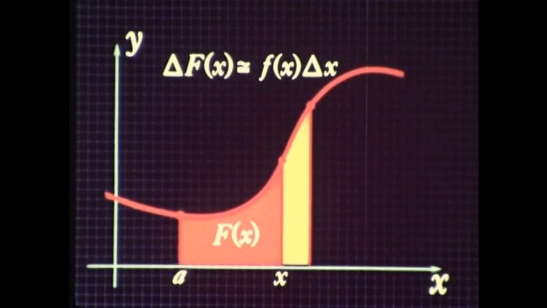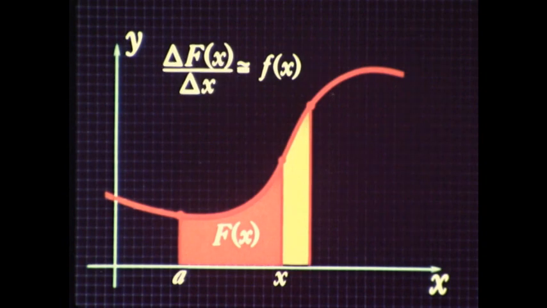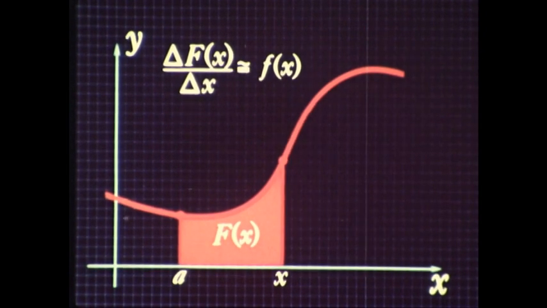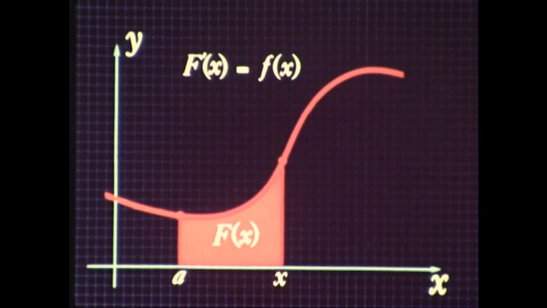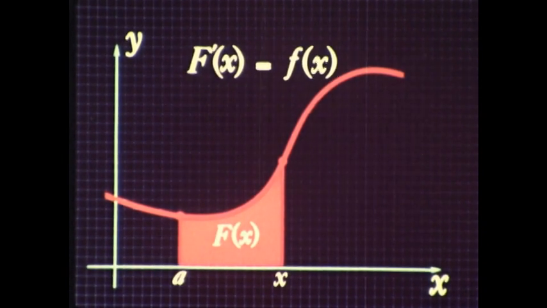In this approximation, we are simply ignoring the small region at the top. Dividing through by delta x, we have delta F over delta x, which is just the average change of the area per unit change of x, approximately equal to f of x. As delta x approaches 0, we expect that the approximation will get better, so that in the limit we should have F prime of x equal to f of x. Estimating more carefully, we can show that this does indeed happen.